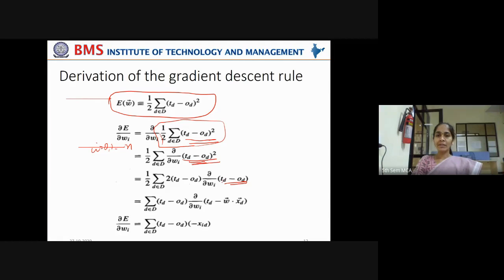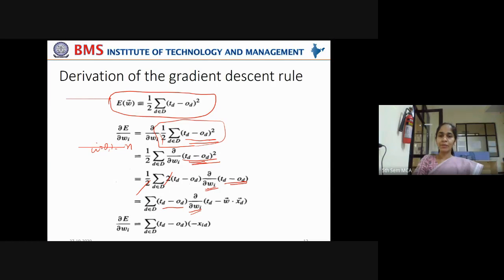TD is the target label of the training example. OD is the prediction made by the model for that particular training example. The difference between them is that prediction error, right? So you're differentiating that. Before that, this 2 and this 2 get cancelled. So the remaining term is TD minus OD and the partial differentiation of TD minus OD. In that case, you have it only with respect to the weight vector, right?